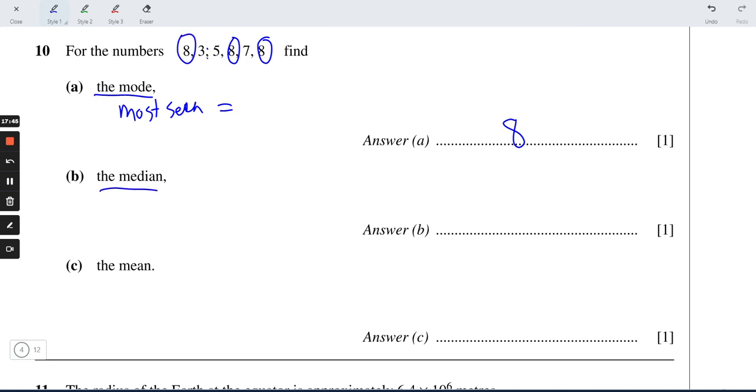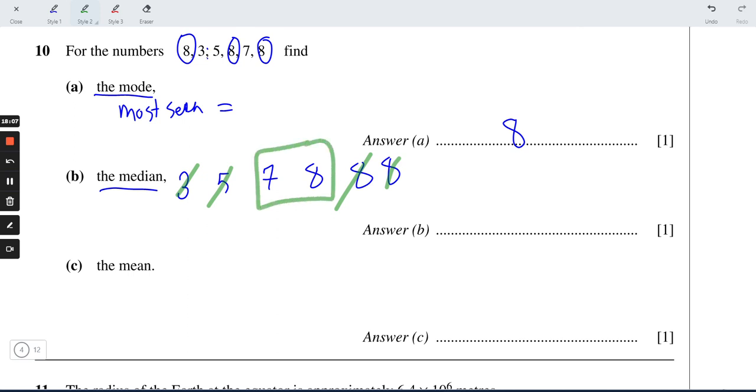Now the median, the middle number after putting these numbers in order. The first number is 3, then 5, then 7, then 8 three times. Now we can cancel the smallest with the biggest, and at the end we will get 7 and 8. So add them and divide by 2 because we need to find the midpoint. So it's 7.5.